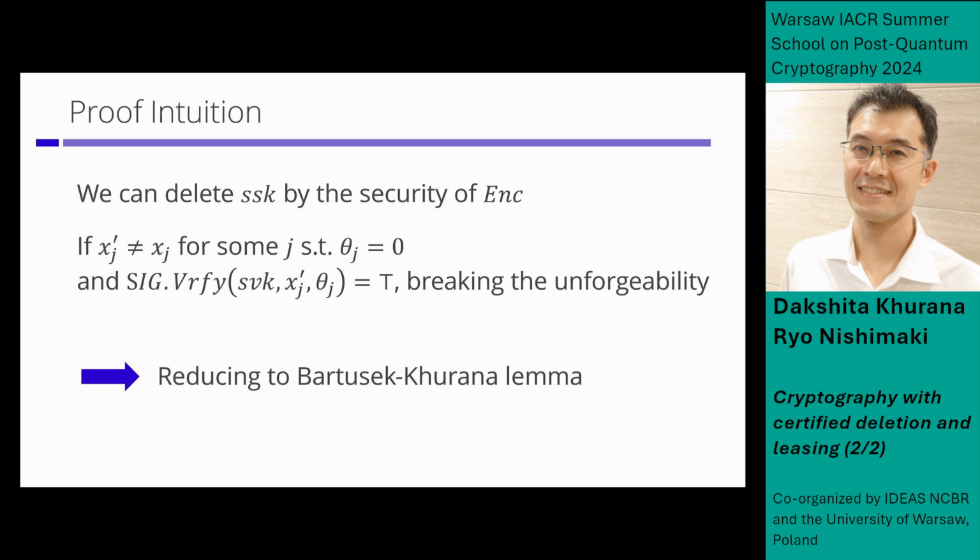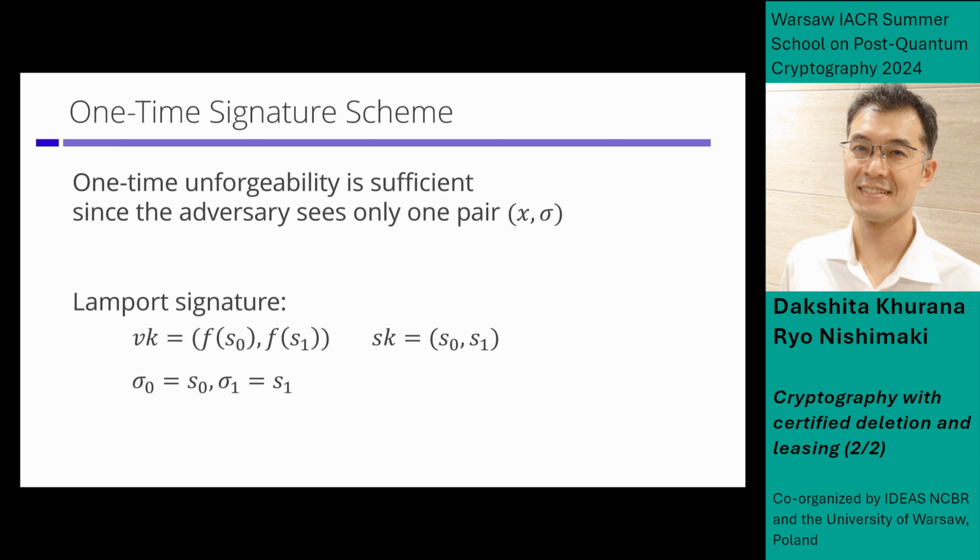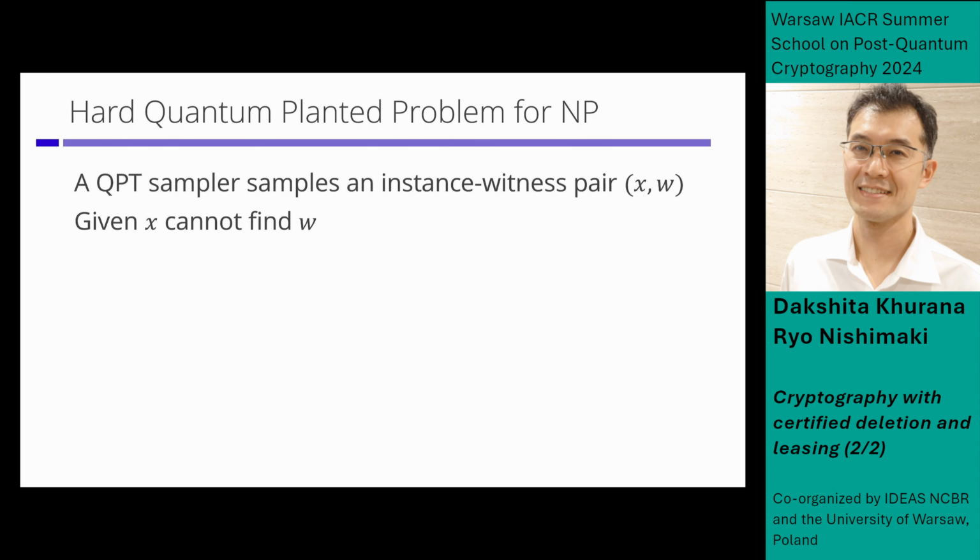So if the Broadbent-Islam lemma is true and the signature scheme satisfies unforgeability, we can say that our lemma is true. And we only need a one-time signature for this purpose, because this adversary sees only one pair, x and σ. And the rest is not so important.